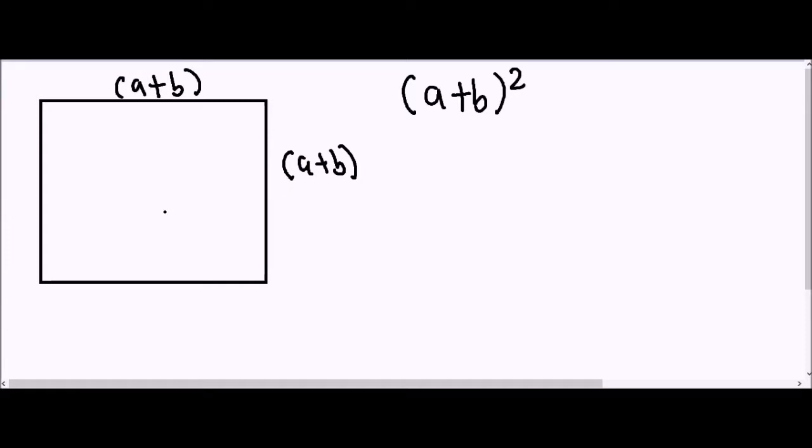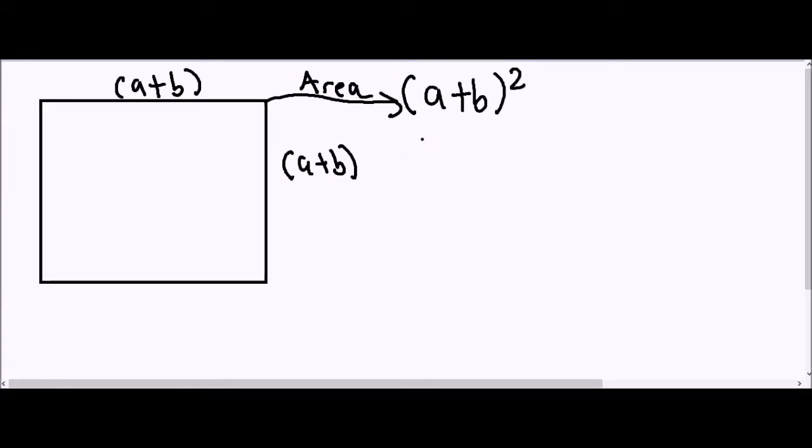So what would the area of this square be? Well, it would be length times width: (a plus b) times (a plus b), or as we like to say, (a plus b) squared. So that is the area of this square.